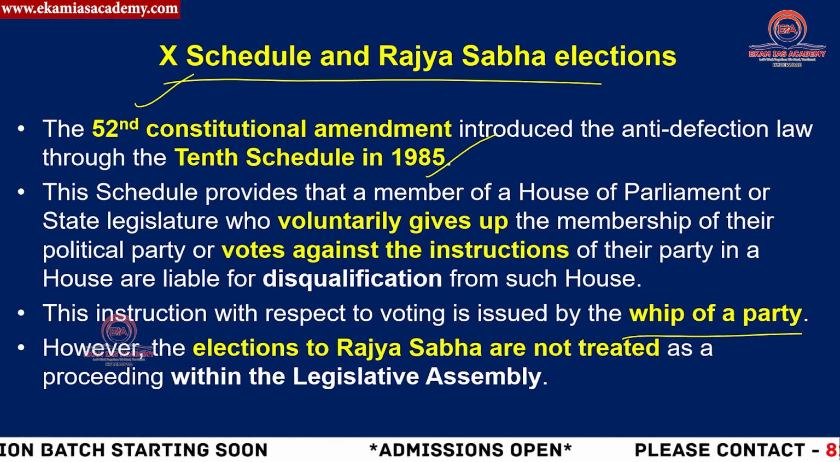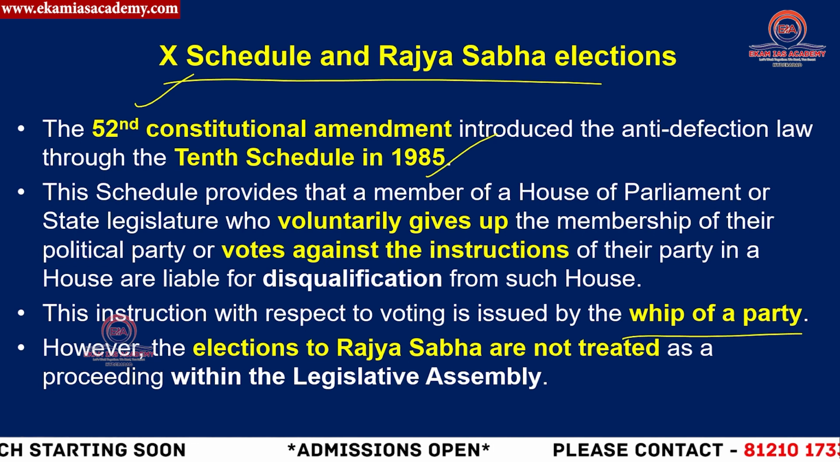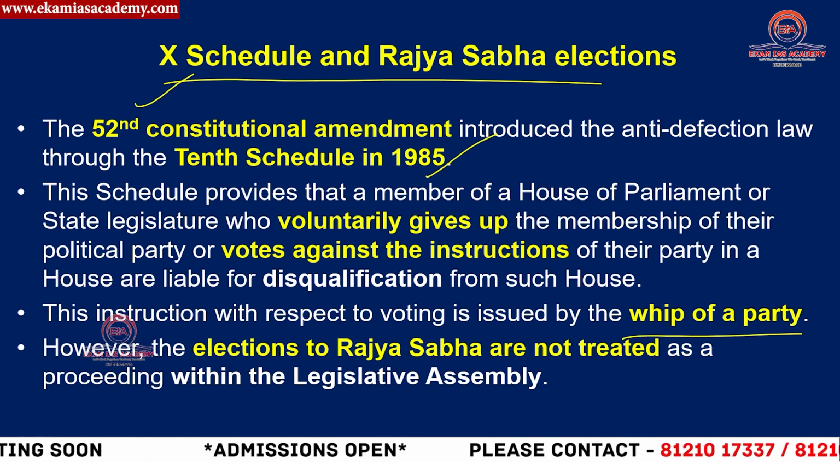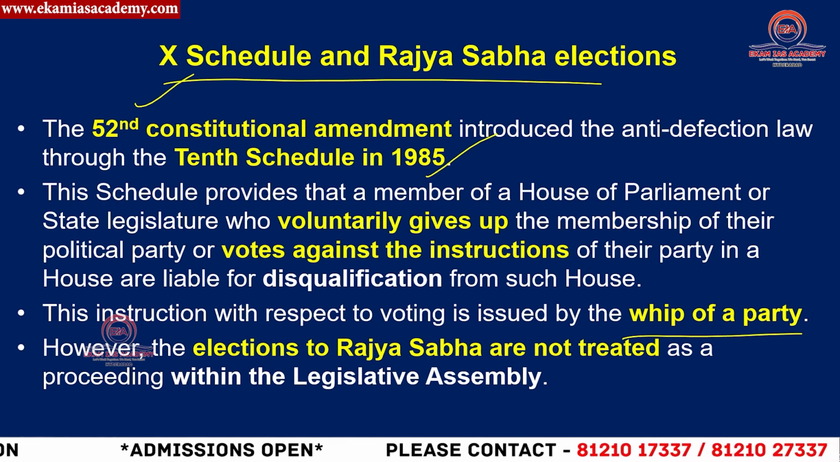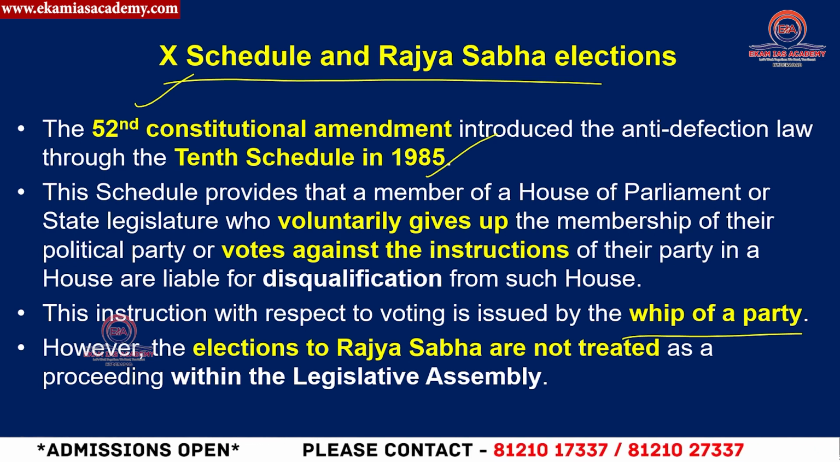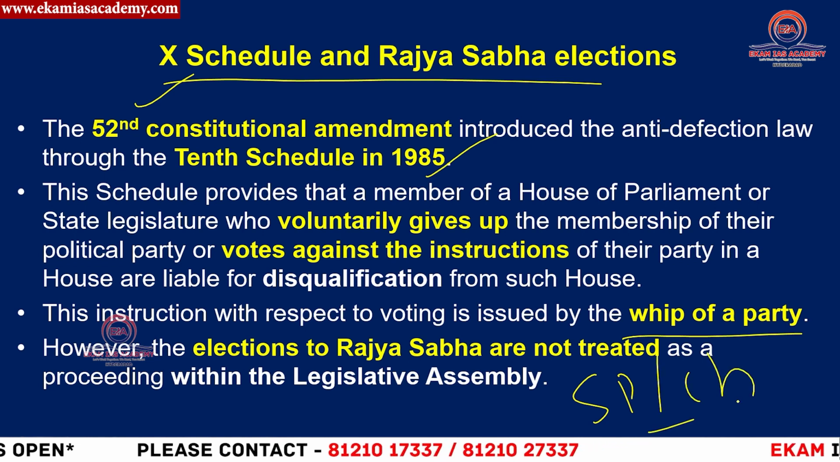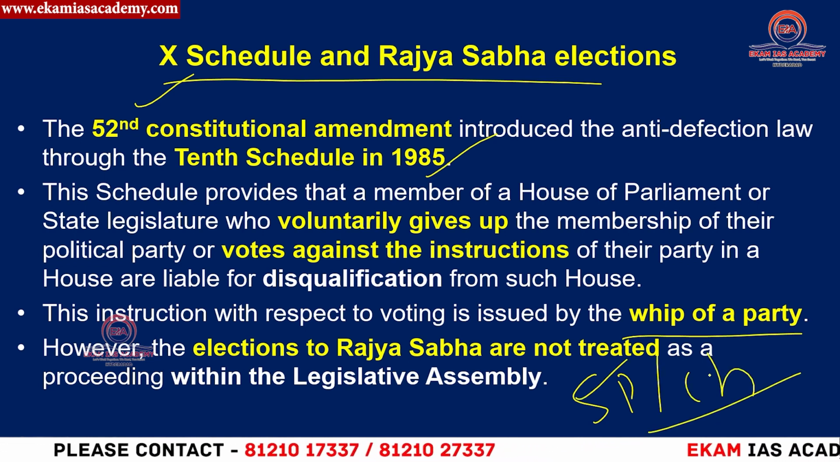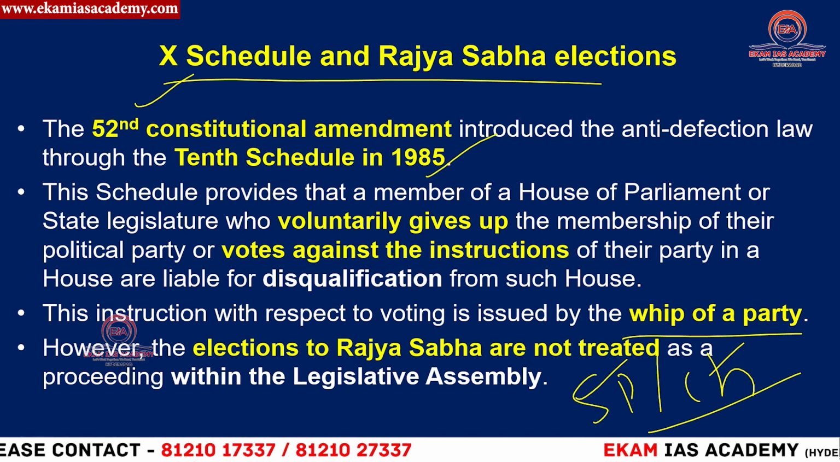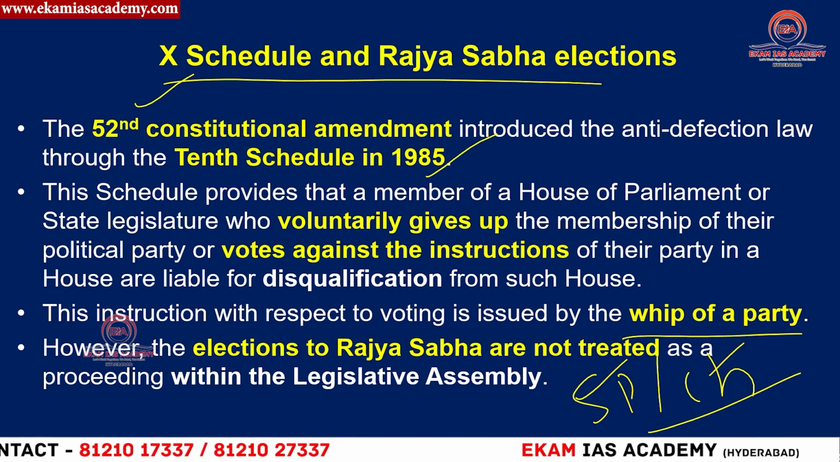Then, just remember, Rajya Sabha elections do not attract any grounds under the 10th Schedule under defection. And do remember, with respect to defection, who is the deciding authority? It is the Speaker or Chairman. The Chairman of the Rajya Sabha and the Speaker of Lok Sabha are the deciding authorities.